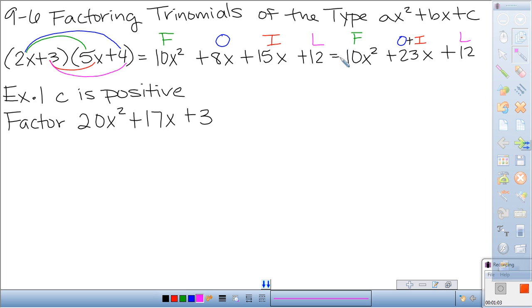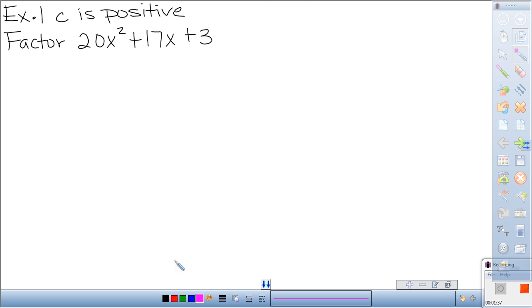So if you'll see here with our result, our trinomial, we have our first term. Our outer plus our inner gives us our middle term. And then our last term is 12. So we're going to use this principle to factor this trinomial 20x squared plus 7x plus 3. We're going to use FOIL to help us factor this trinomial.